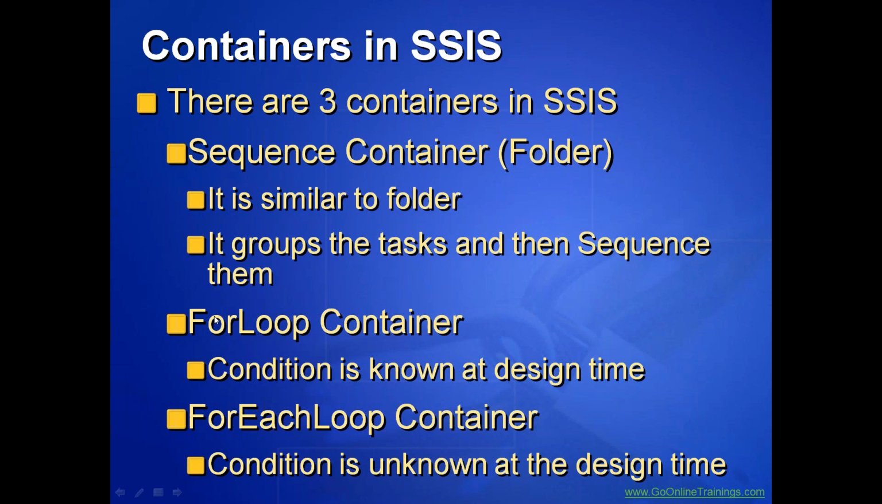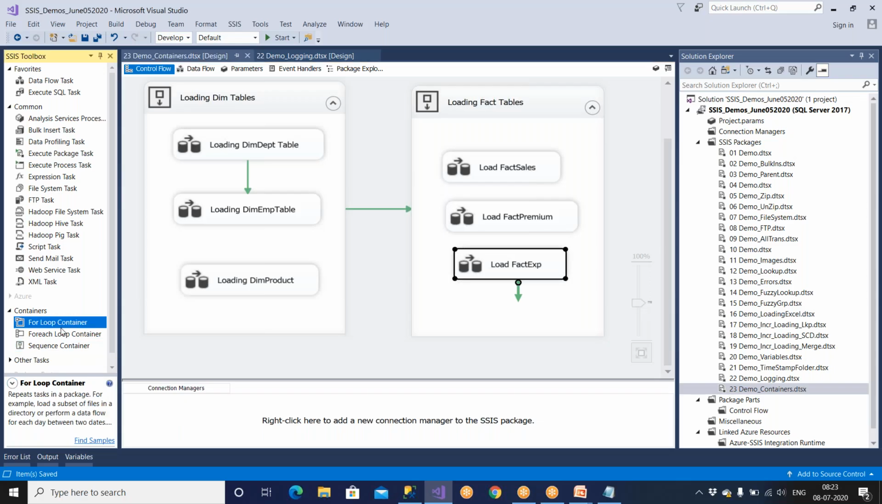The next one is the for loop container. The condition is known at design time. For the foreach loop container, the condition is unknown at design time. So you have two more loops available, the for loop container and the foreach loop container. Guys, am I clear? So you have a for loop and a foreach loop container. This is what I'm going to be explaining now.